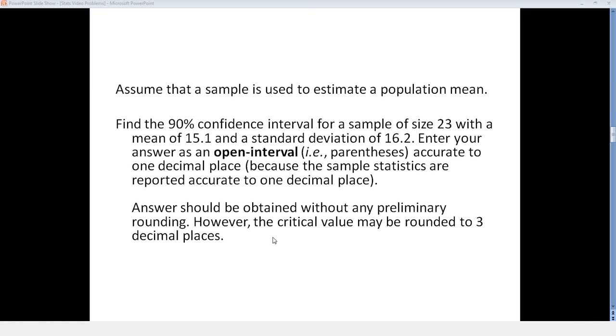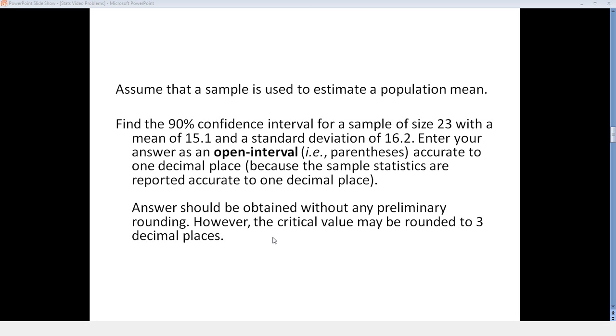Assume that a sample is used to estimate a population mean. Find the 90% confidence interval for a sample of size 23 with a mean of 15.1 and a standard deviation of 16.2. Enter your answer as an open interval, that is parentheses, accurate to 1 decimal place because the sample statistics are reported accurate to 1 decimal place.